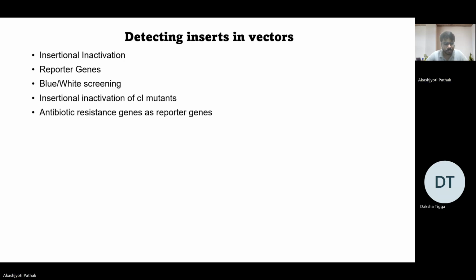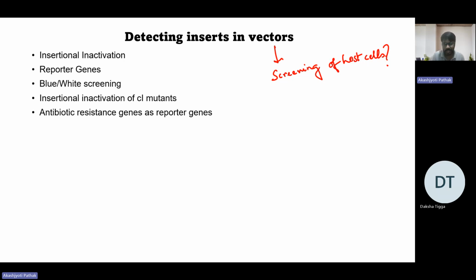Now detecting inserts in the vectors. Basically, we can say screening of host cells. How will you screen for the host cells? Once you have transformed the host cell, there will be some host cells which will have the recombinant DNA cloned in the vector. Others will have self-ligated vector. Others, there may be some hosts which may not have taken the DNA. So for that you have to do screening.